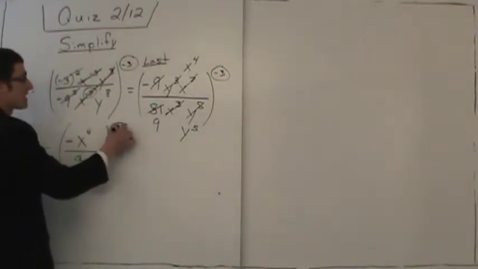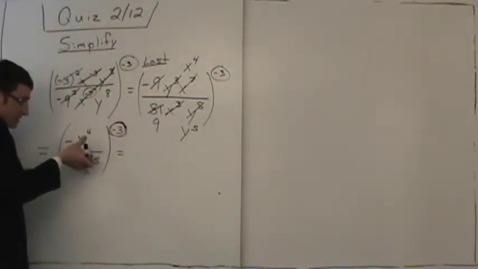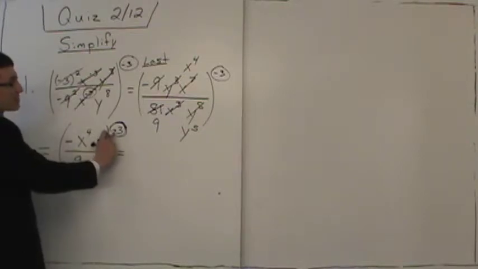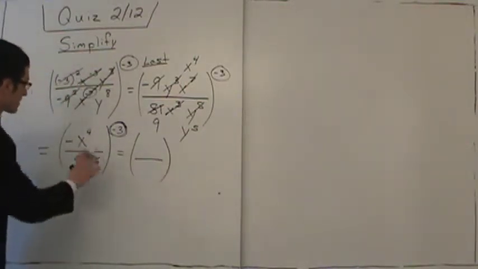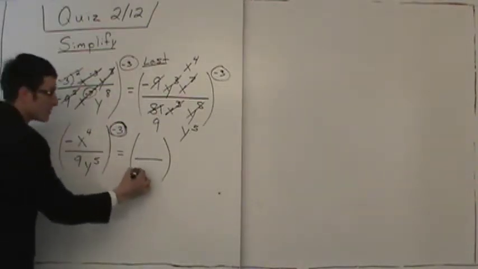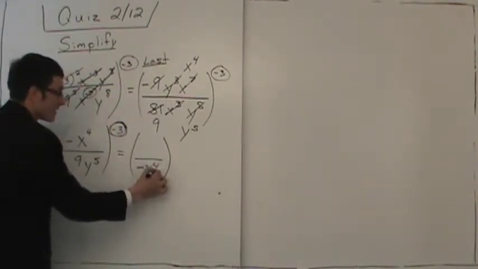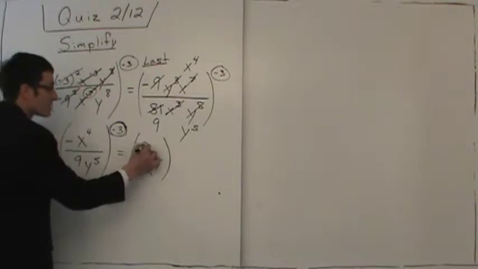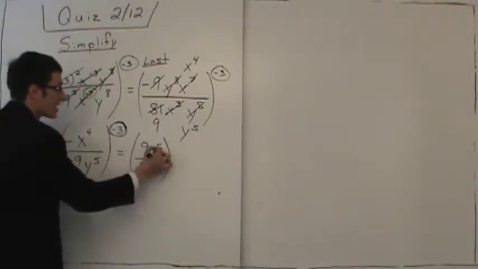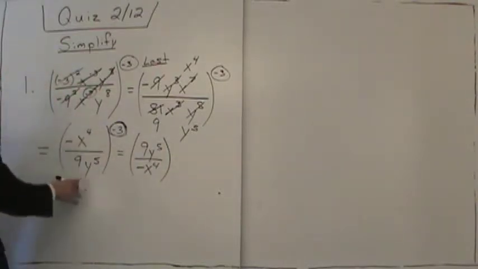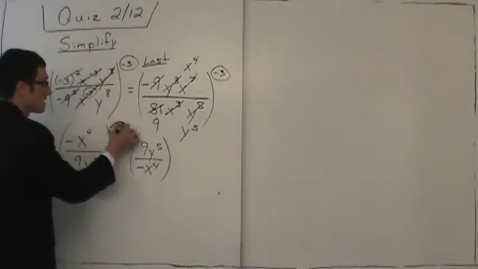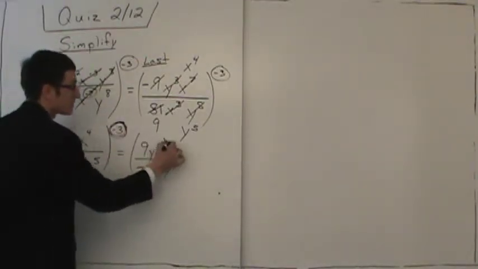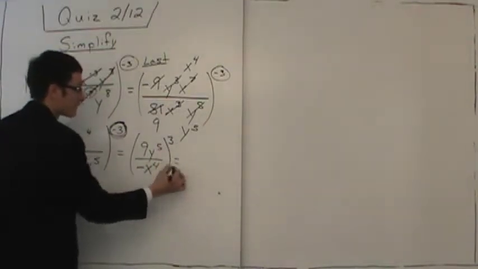So we're going to flip what's on the inside and change the negative exponent to positive on the outside. Remember, when we flip it, nothing changes on the inside. So negative x to the 4th moves to the bottom, and 9y to the 5th moves to the top. Notice nothing has changed. The only thing that changes is the outer exponent from negative to positive. So now we have a positive 3.